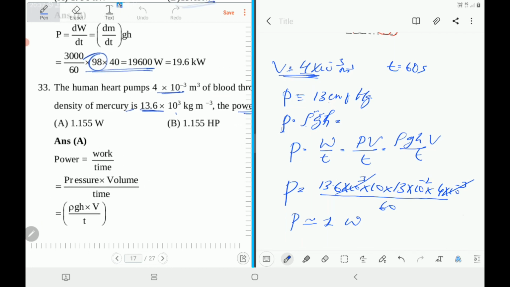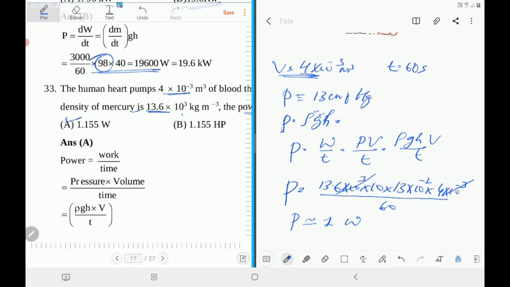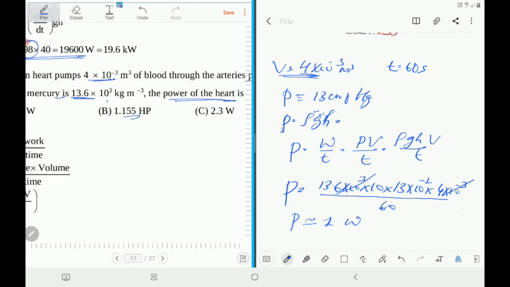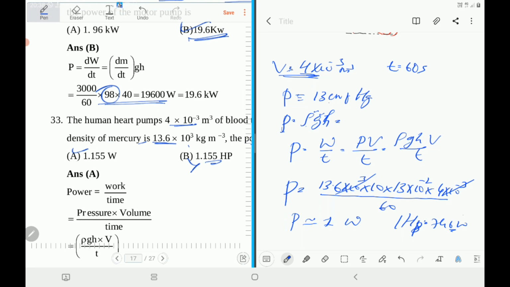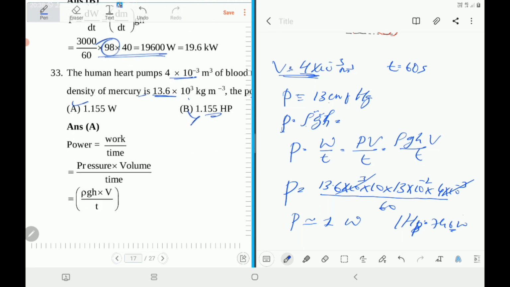So nearest answer to 1 is 1.15 watt, not HP, because 1 HP, horsepower, is 746 watt. So to write in HP, you have to divide by 746. That is not there here, and 2.3 is not an option. This is also not an option. So the option is 1.15 watt. That's all. We'll move on, students.